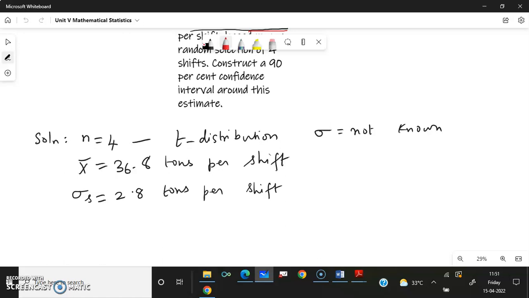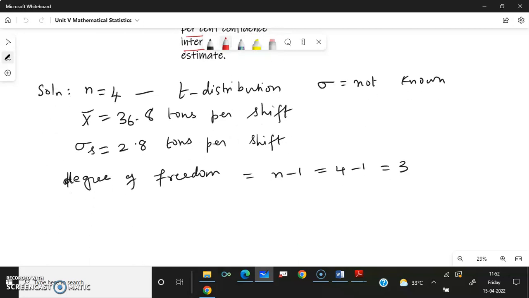So we'll discuss the degree of freedom. What is the degree of freedom? Degree of freedom is nothing but n minus 1 here. n is 4, 4 minus 1, that is equal to 3. And what about t? t is given to construct a 90% confidence interval.